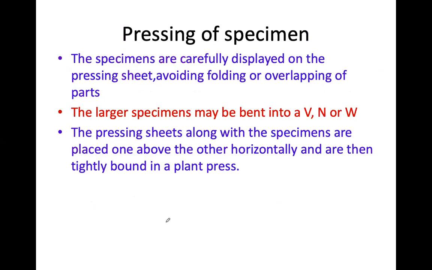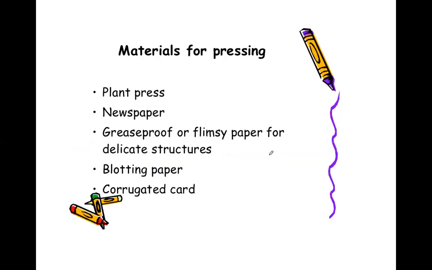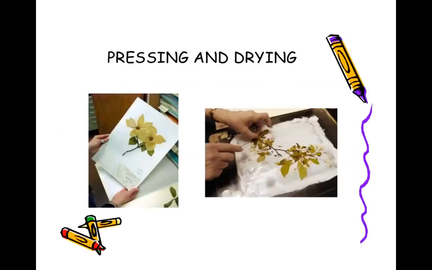Then pressing of specimens. The specimens are carefully displayed on the pressing sheet. Avoid folding or overlapping of parts. The larger specimens may be bent into V, N, or W shapes. The pressing sheets along with the specimens are placed one above the other horizontally and are then tightly bound in a plant press. Okay, so this is the pressing and drying sheets of the herbarium.